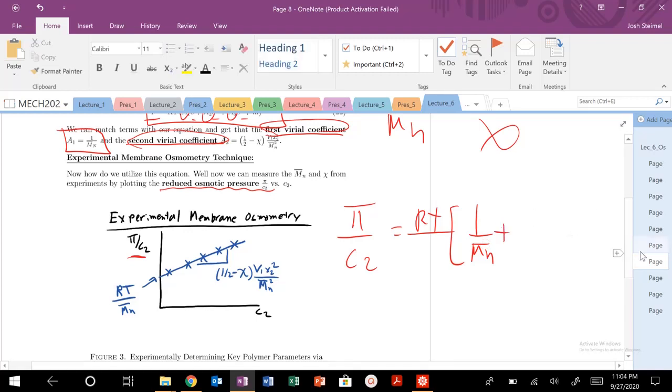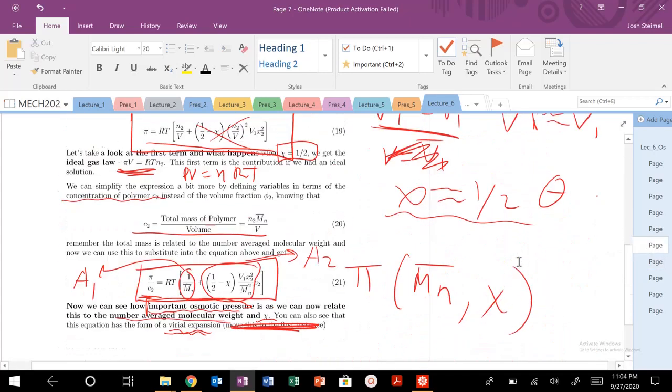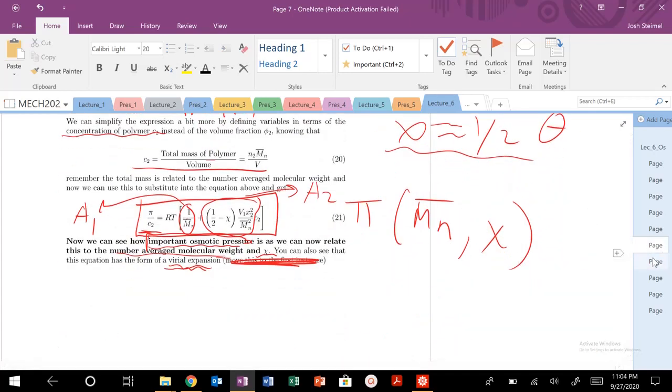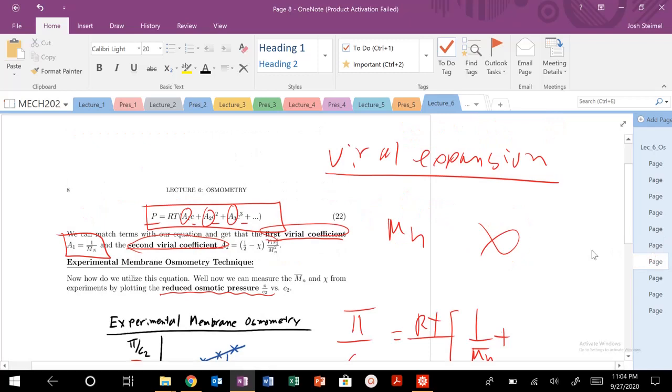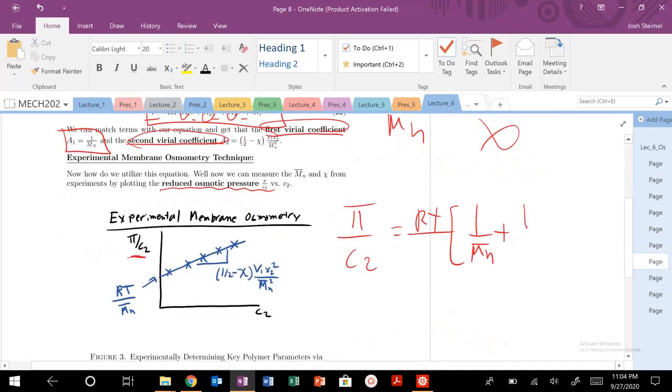our function here. Let's go back one more, just rewriting this. So plus 1/2 minus chi, times V1 times C2 squared, divided by Mn squared.